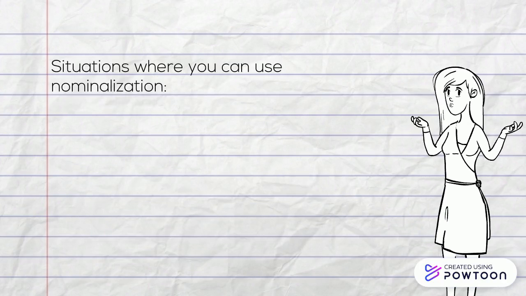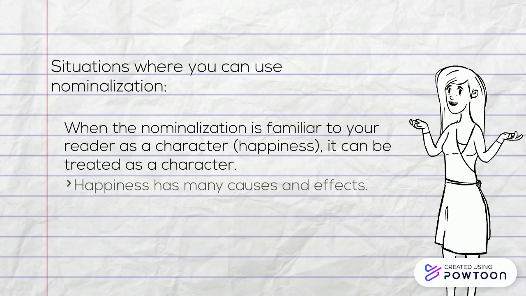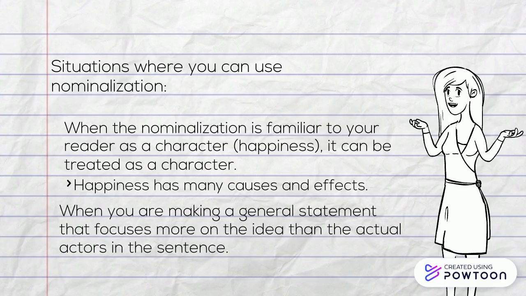For example, when the nominalization is familiar to your reader as a character, like happiness, it can be treated as a character. For example, "Happiness has many causes and effects." And finally, when you're making a general statement that focuses more on the idea than the actual actors in the sentence. An example is "The distribution of the pieces was fair."